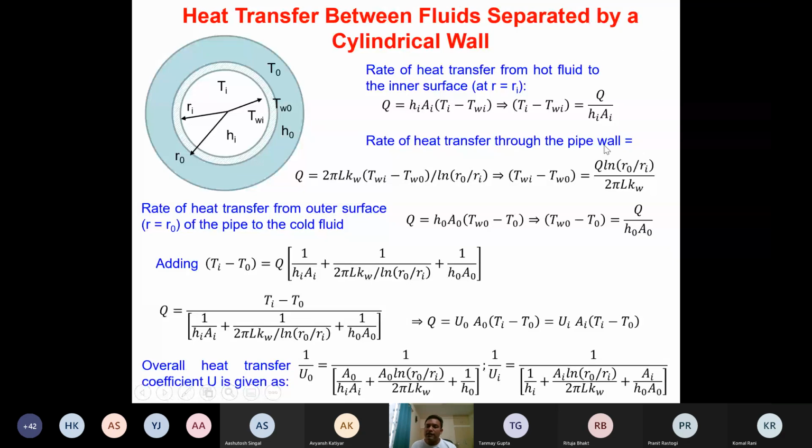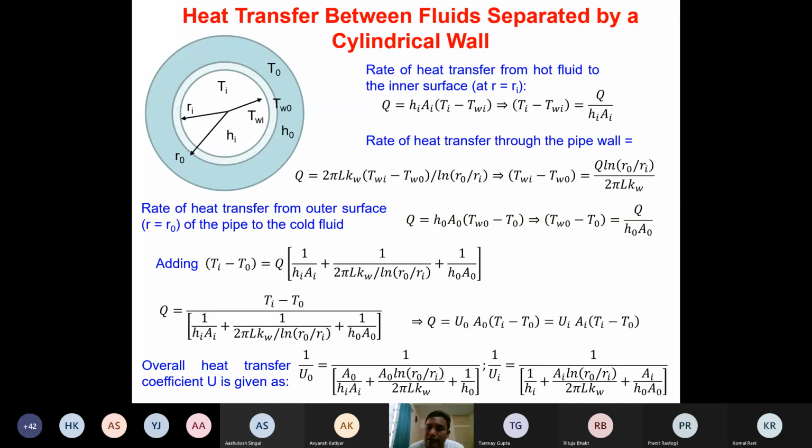So we can add all three equations and obtain the total temperature difference, Ti minus T naught. Ti minus T naught is given as Q times the bracket 1 by hi Ai plus 1 upon 2 pi L Kw times ln R naught by Ri plus 1 upon h naught A naught. Unlike the previous case where area was constant, here area is not constant because as we move along the radial direction, area varies, and therefore Ai and A naught are different.